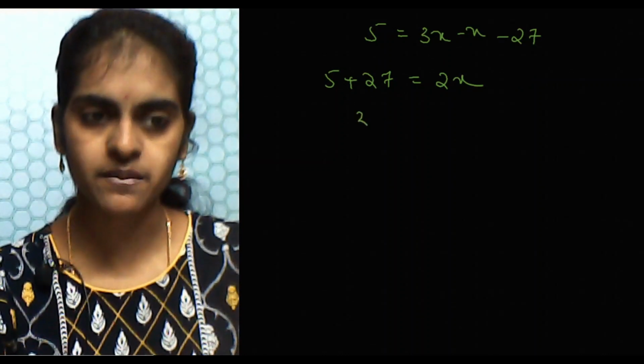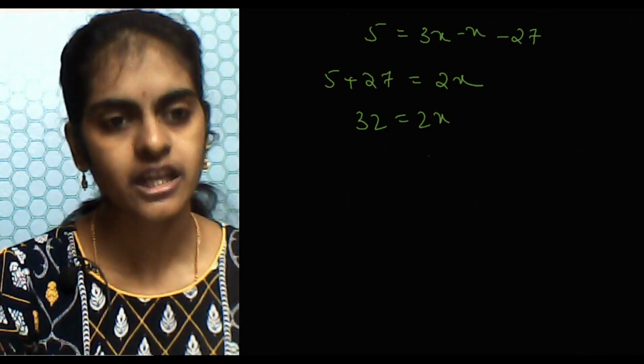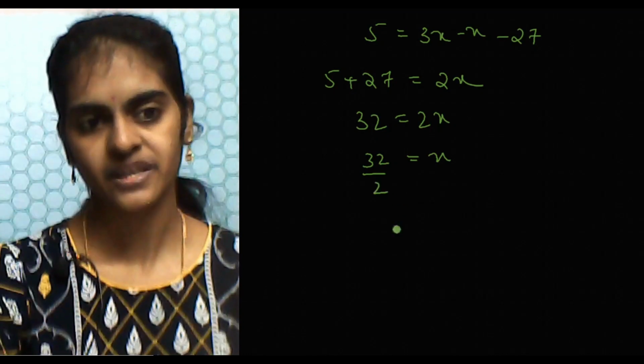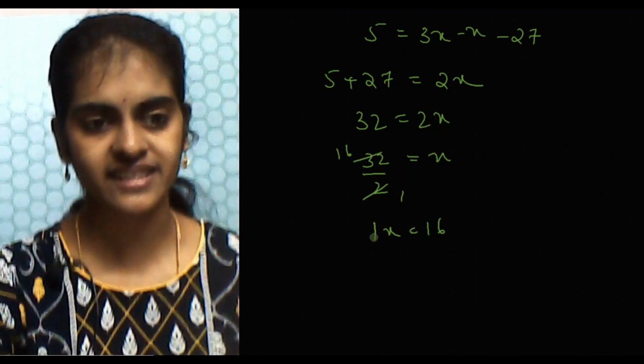Okay, now this becomes 32 equals 2x, but I want the value of x. So how will I get it? Here 2 is in multiplication, sending it to the other side becomes division. 2 ones are 2, 2 sixteens are 32. So x is nothing but 16.